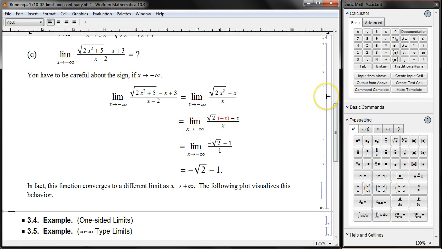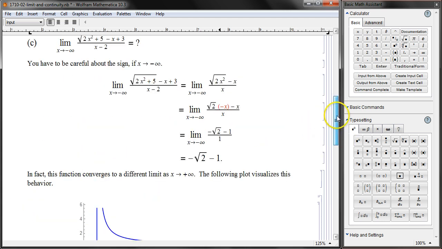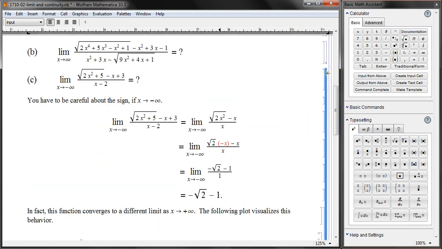By the way, here is a graphical justification. X is going to positive infinity, we get this horizontal asymptote. X is going to negative infinity, we get the other horizontal asymptote. And this one is negative square root of 2 minus 1. And that one was positive square root of 2 minus 1. We have two different horizontal asymptotes. Toward positive infinity, we have one limit. Toward negative infinity, we have another limit. A little bit tricky, but that's quite natural, and that's commonplace.